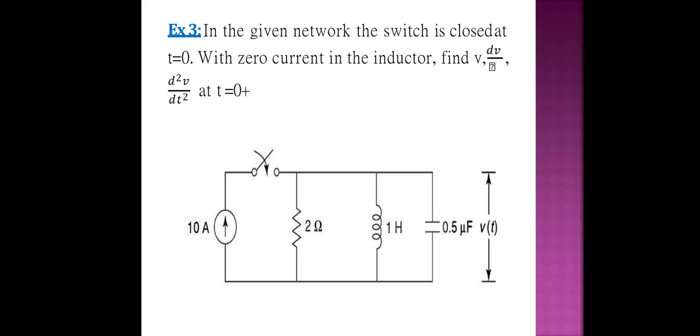So in the given network, a switch is closed at t equal to 0. With zero current in the inductor, find V, dV by dt and d square V by dt square at t equal to 0 plus. And whatever we did in the previous problems, like the inductor and resistor, as well as the resistor and capacitor, the two circuits we already did, and now we are going to do the RLC circuit.